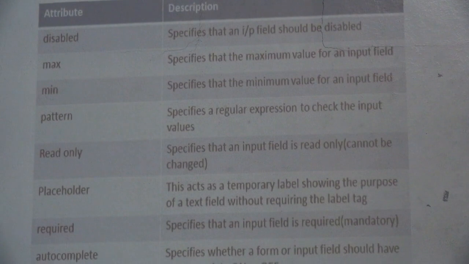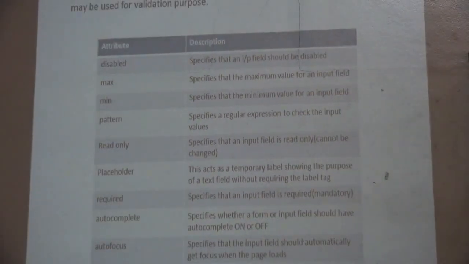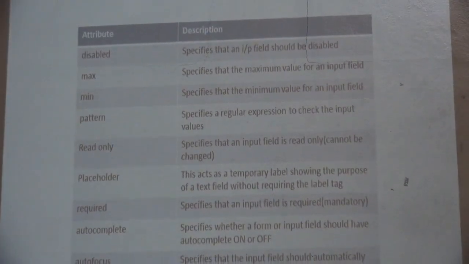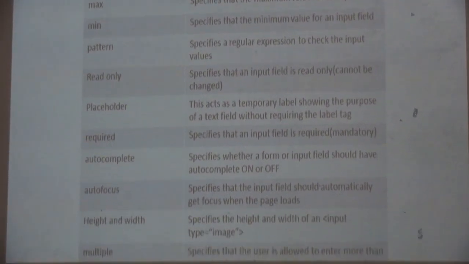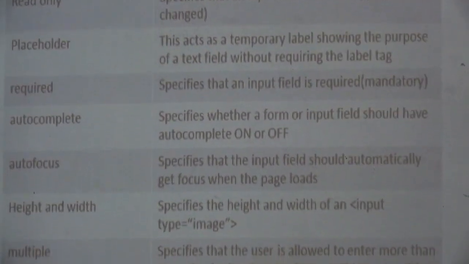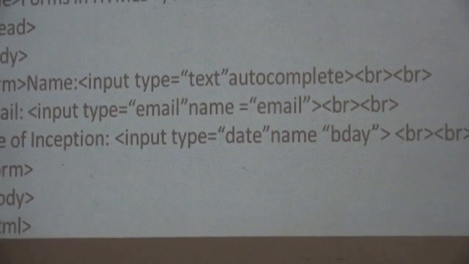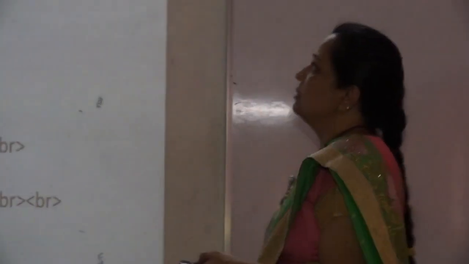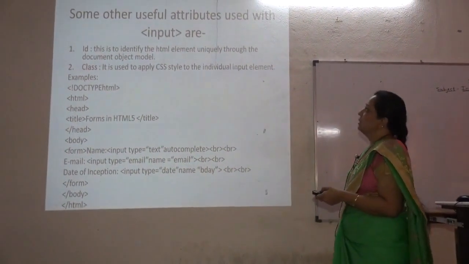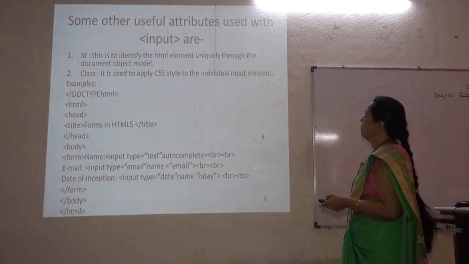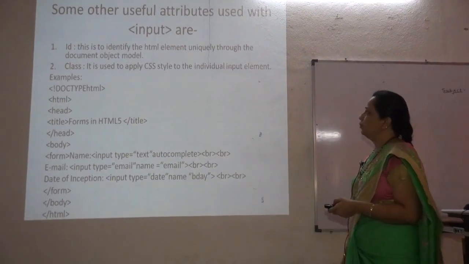And the next option is multiple. It specifies that the user is allowed to enter more than one value. The next topic is some other useful attributes used with input.